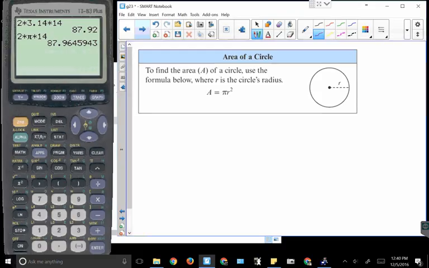Area of a circle. Area is equal to pi r squared. Now, of course, you guys have this one memorized and have done this for many years, right? Area of a circle. Again, make sure that you know what the radius is.